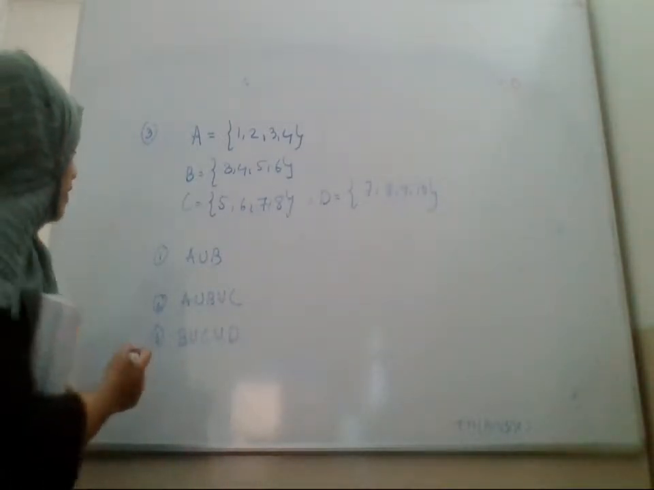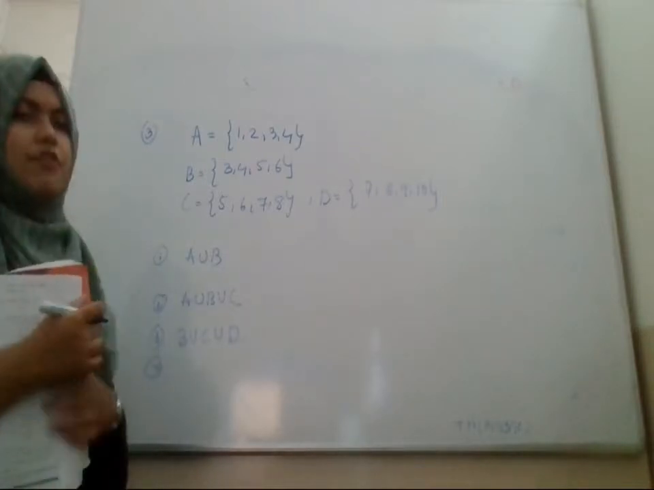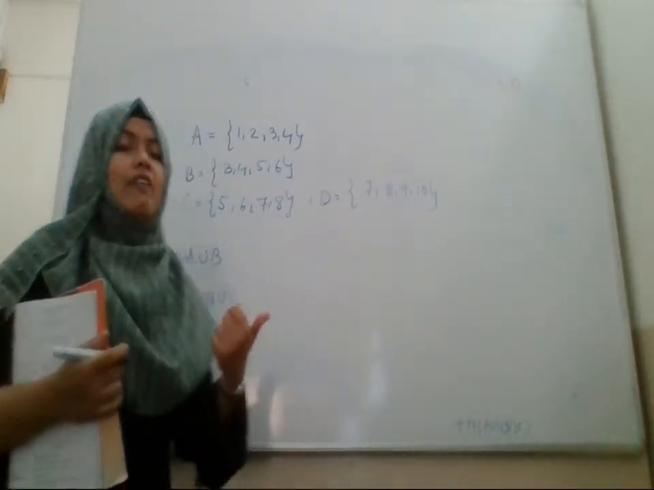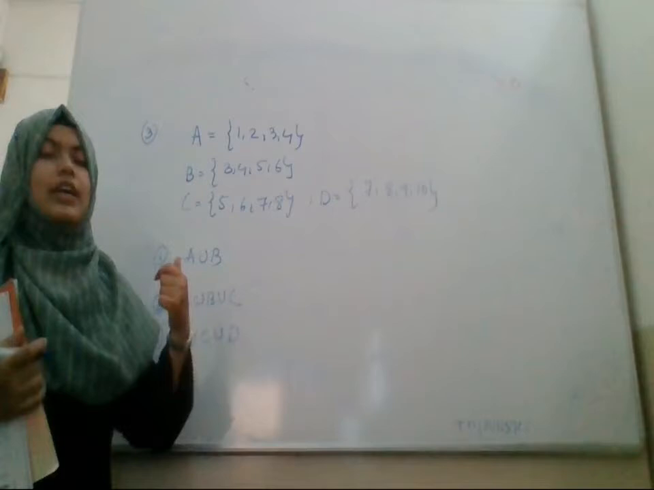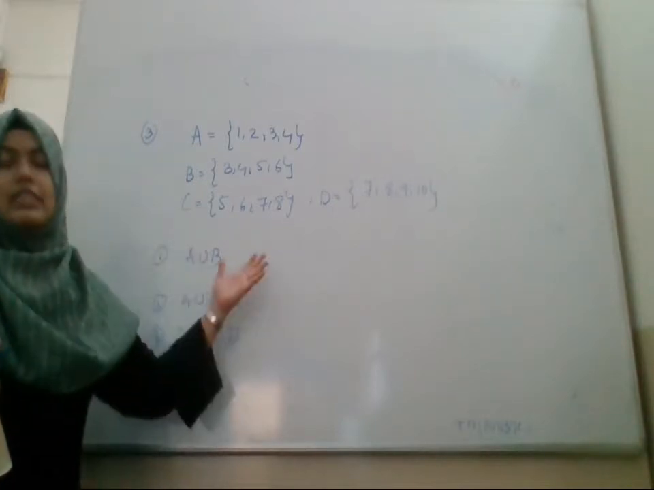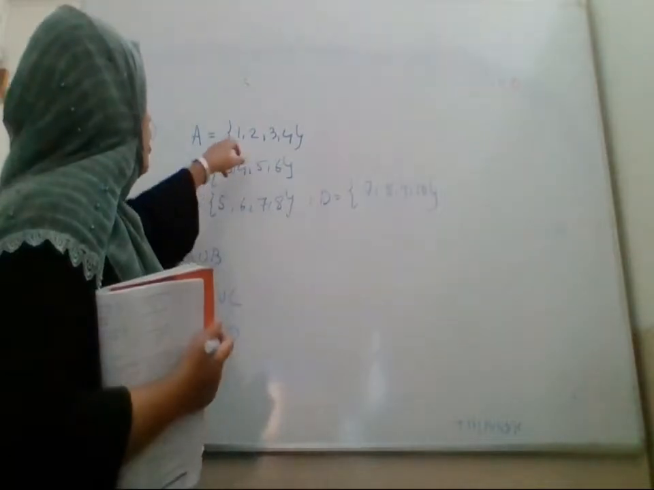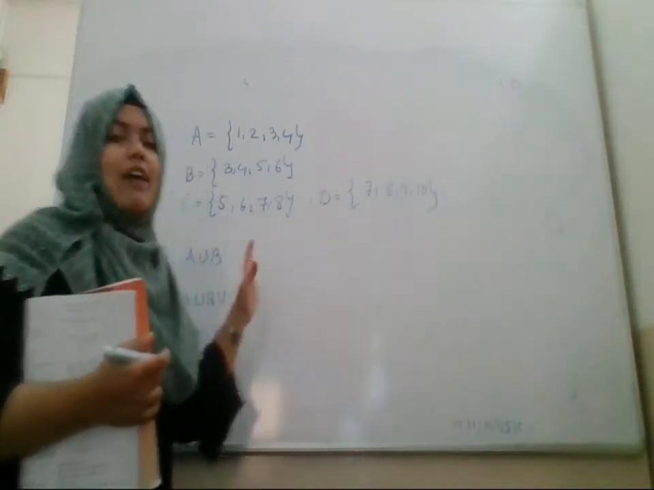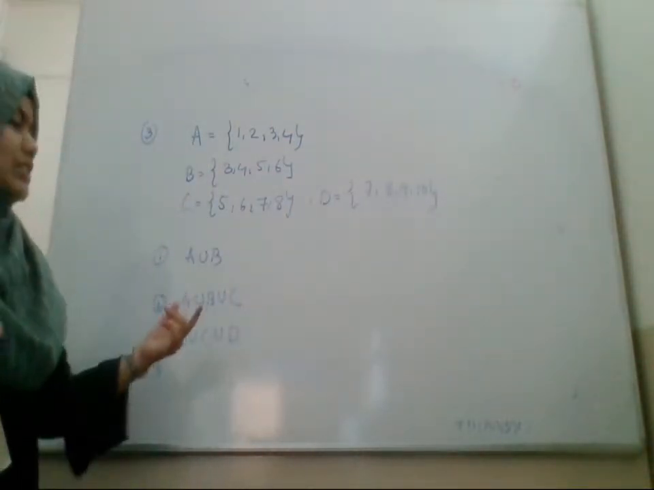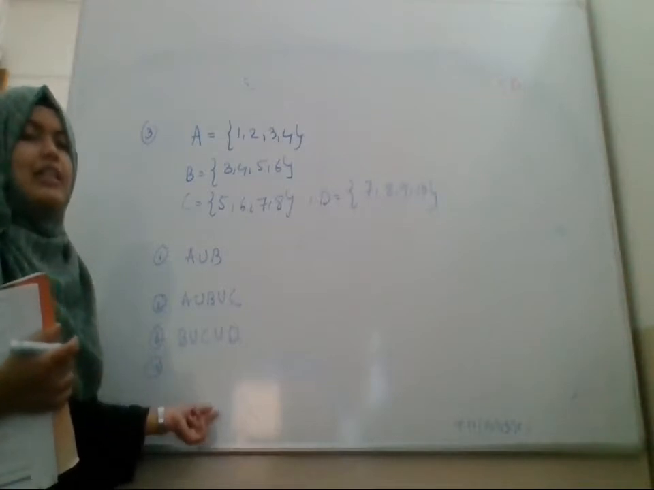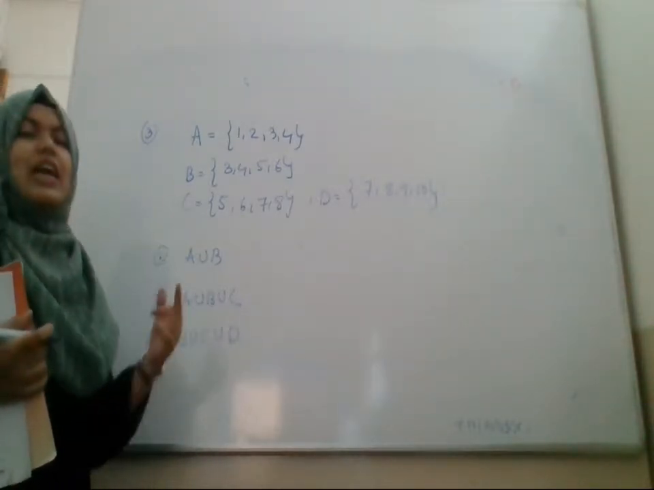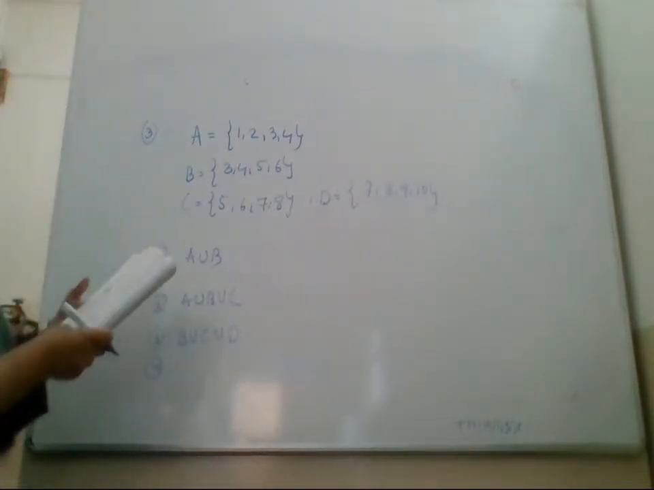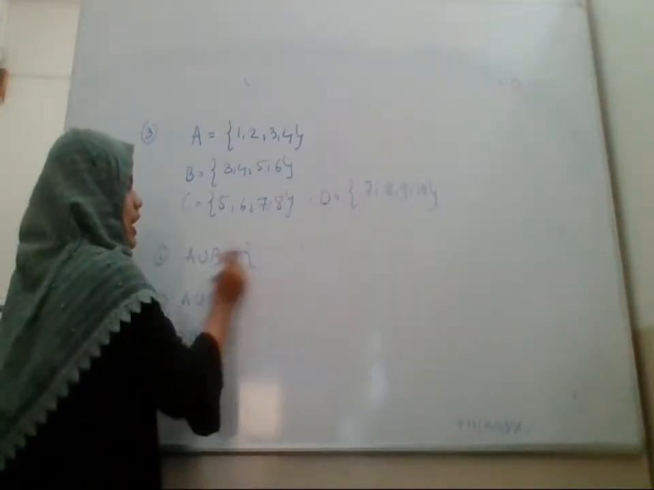First of all we will solve the fourth one. Equivalent: what is the definition of equivalent? If any two sets have the same cardinality, the same number of elements, then we say that the sets are equivalent. Here all the sets have 4 elements. So yes, the answer to the fourth sub-question is yes, all the sets A, B, C, D are equivalent as they have the same number of elements. Now the first solution, A union B.